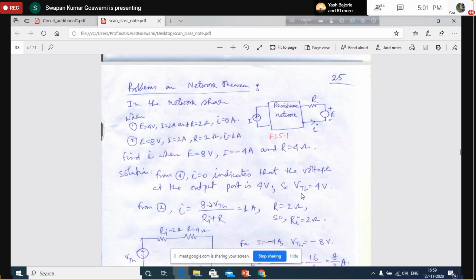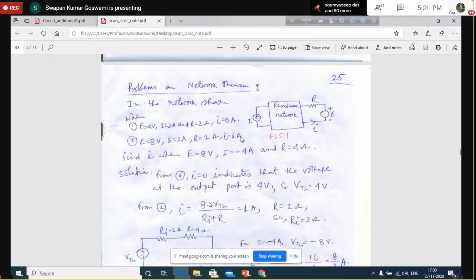Now we shall have to attempt to determine the Thevenin impedance. Let us see whether from condition 2 we can find out the Thevenin impedance or not. What is given in condition 2? In condition 2, I remains 2 ampere. That means previously also it was 2 ampere, now also it is 2 ampere. R is the same, it is the external resistance, and I becomes 1 ampere. Now some current is flowing.